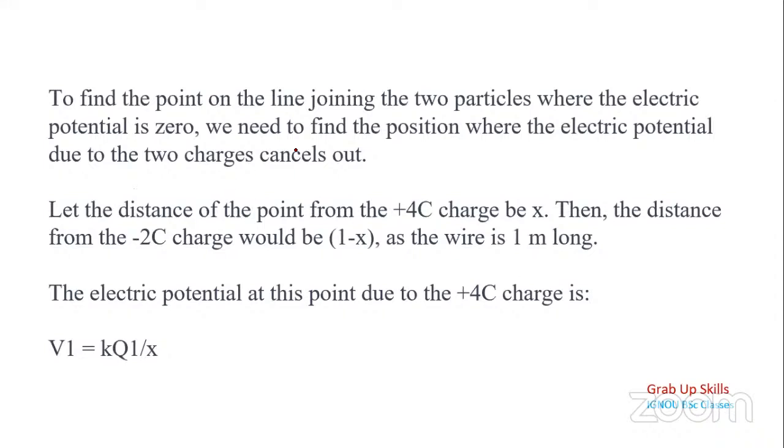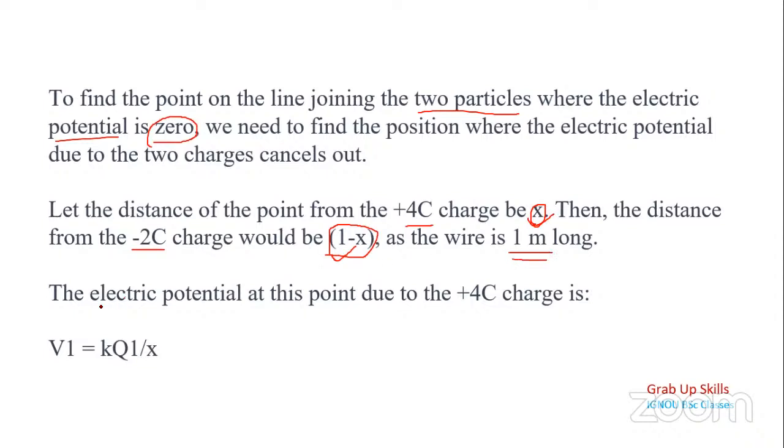Now, we have to find the point on the line joining the two particles where the electric potential is equal to 0, so we need to find the position where the potential will be cancelled. Let the distance of the point from the 4C charge be equal to x. Then the distance from the minus 2C charge would be 1 minus x, as the wire is 1 meter long.